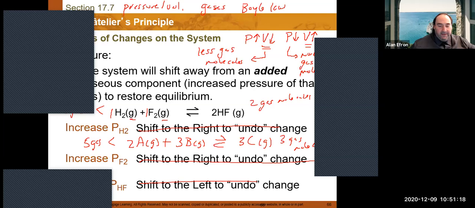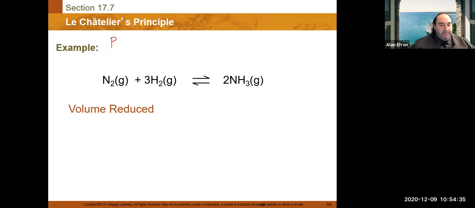In this particular case, if we increase the pressure, that means the volume would go down. Again, if the pressure increases, volume will decrease. In that situation, as we talked about, we want to go to the side with the least number of gas molecules. And if the pressure decreases, the volume most likely will increase, and we'll go to the side with the most number of gas molecules.